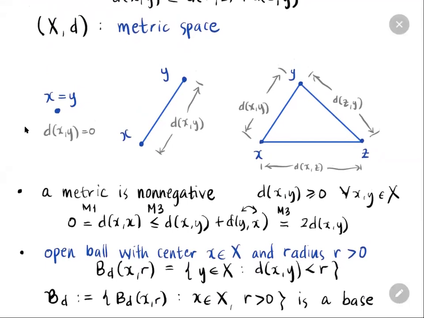Okay, so there is what we call an open ball. An open ball with center x, an element of the metric space, with radius r, which is a positive real number, is defined to be the set of all points y having distance which is less than r with respect to the center x. And this will be denoted by B sub d to emphasize the metric. The first component is the center, and the second component is the radius.